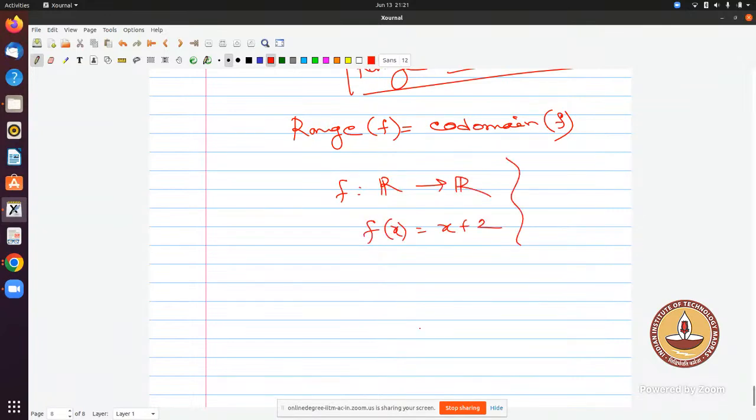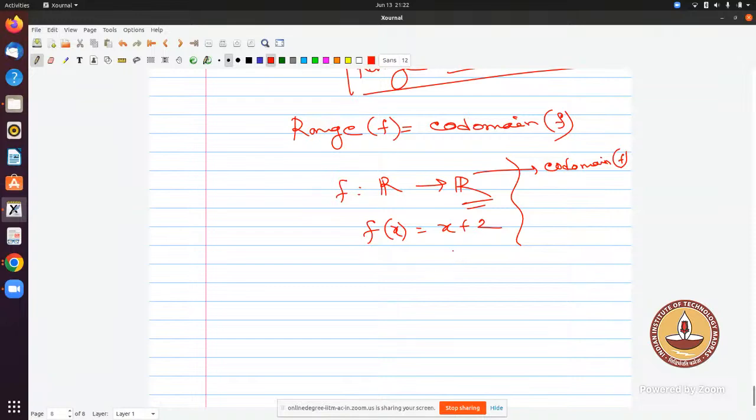This one. So what is the codomain here? This one. The codomain of f is the real numbers, the set of all real numbers. Can we get any real number as the output of this function?